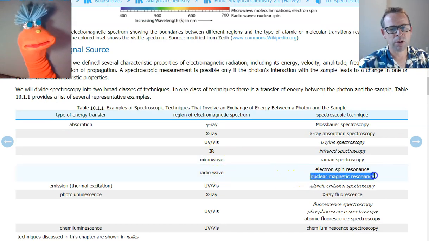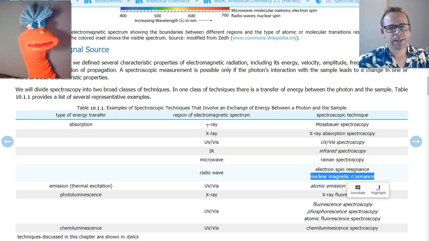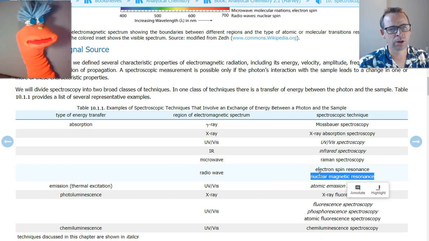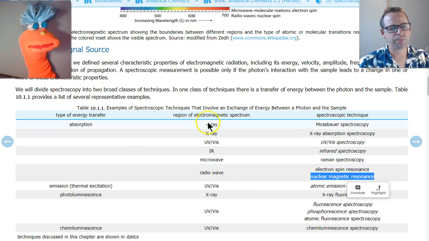Have you heard of NMR, nuclear magnetic resonance? No, I don't think I have. Well, it's a topic in organic chemistry, where you can use how radio waves interact with organic molecules and learn about the structure of the organic molecules. Oh, I think I know what that is. Yeah, I've heard about that. Okay, good. So nuclear magnetic resonance is a form of spectroscopy that utilizes radio waves.